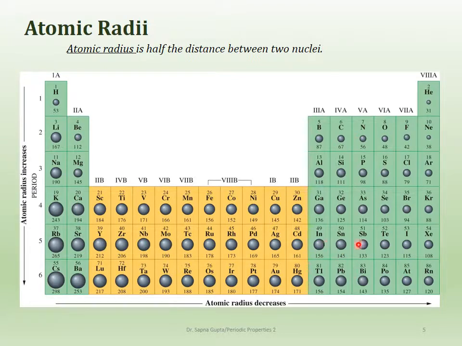Now remember, these are trends. You don't have to know the exact numbers for all of these atomic radii. All you need to know is the trend, which means that atomic radii decreases as you go across and increases as you go down, which is true for all of these rows and groups.